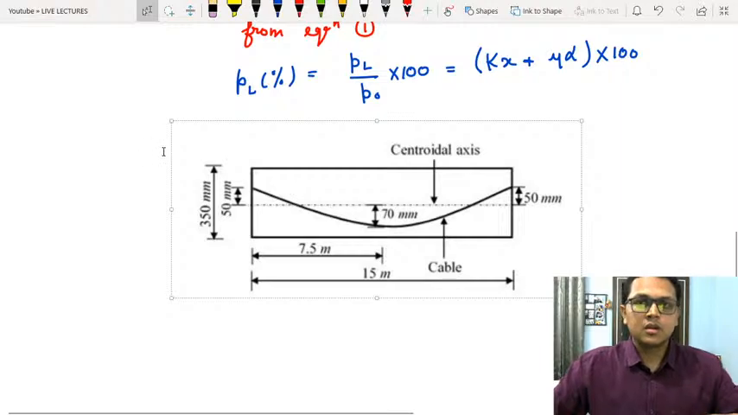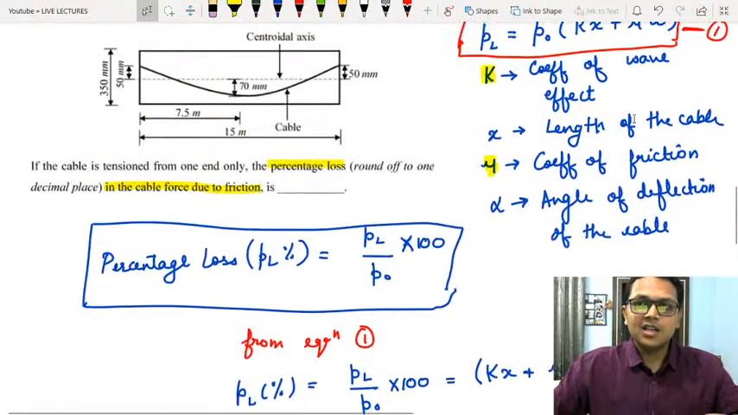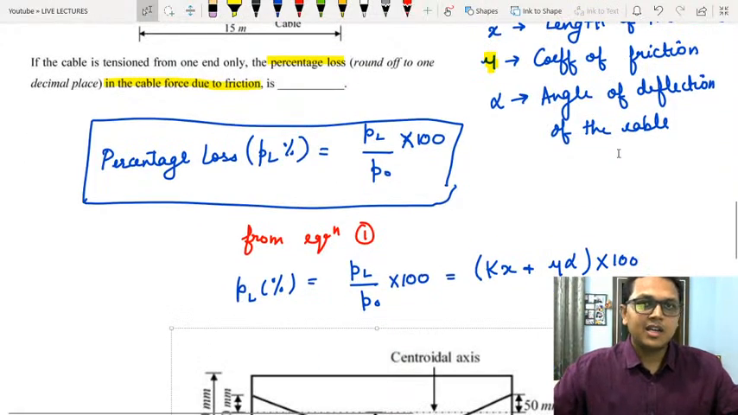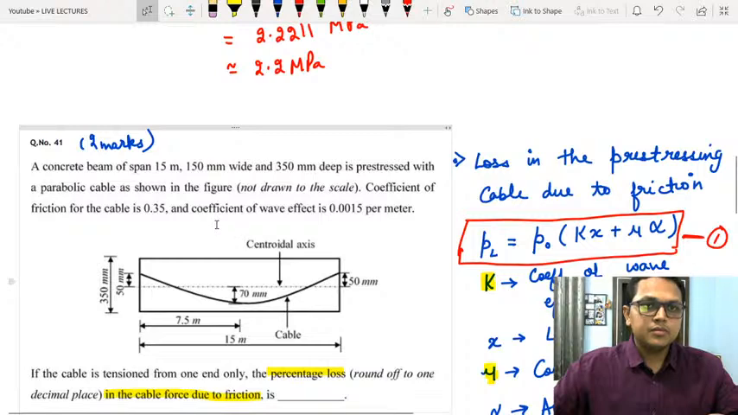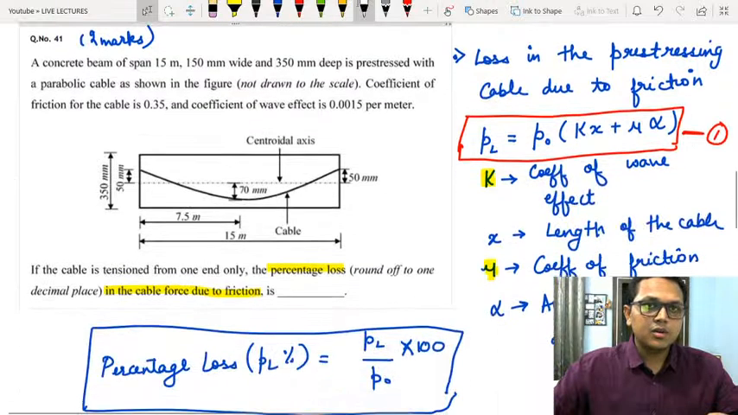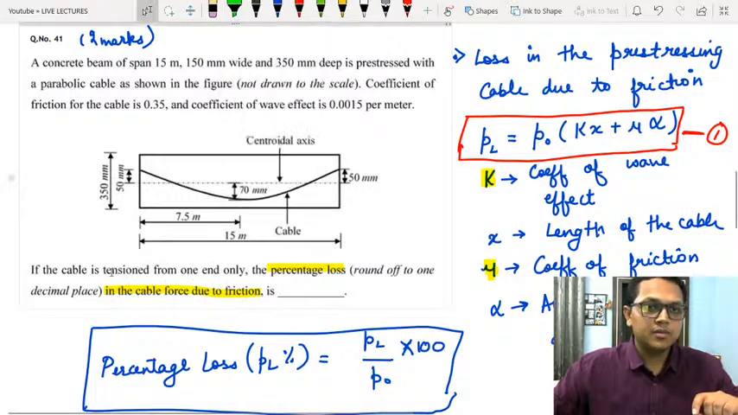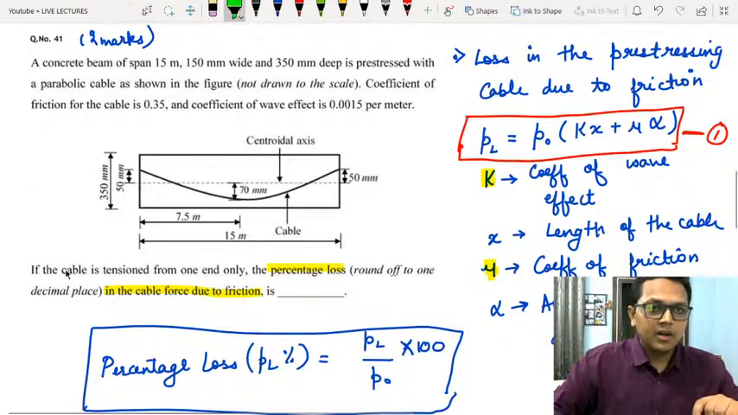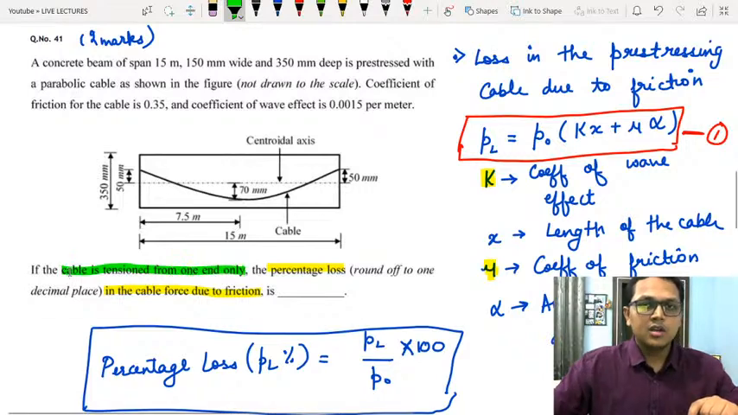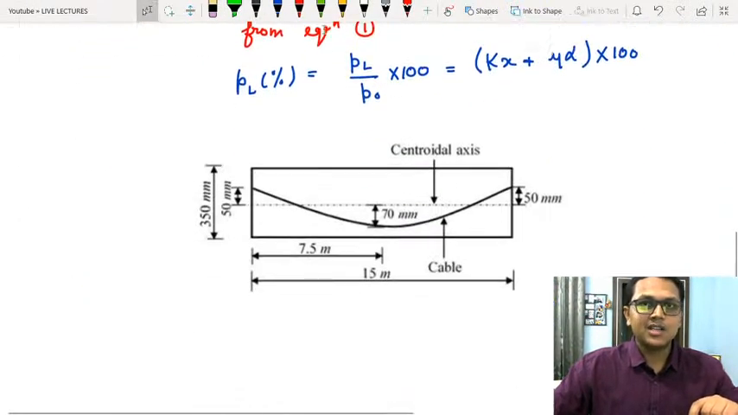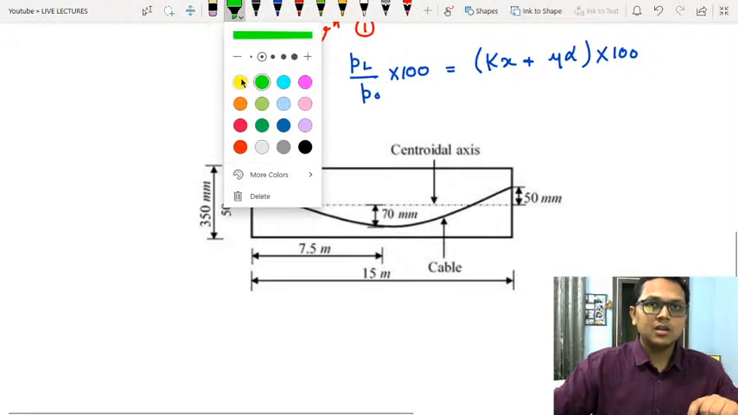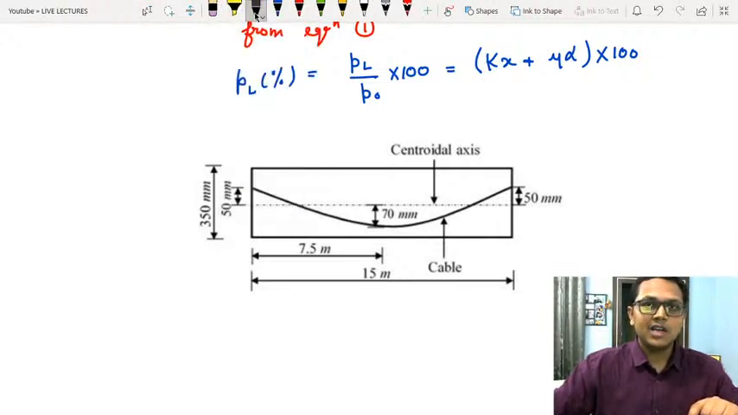So X is what? X is the length of the cable upon which the pre-stressing is taking place. Now, since it is given in the question that the cable is tensioned from one end only, let us see how the tensioning is taking place. Let us see through this diagram.